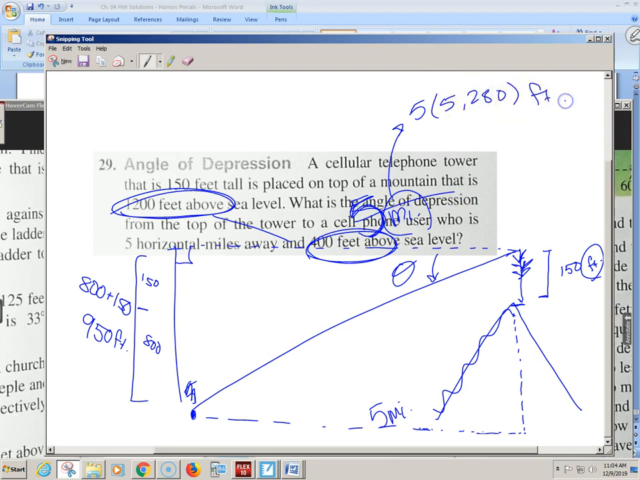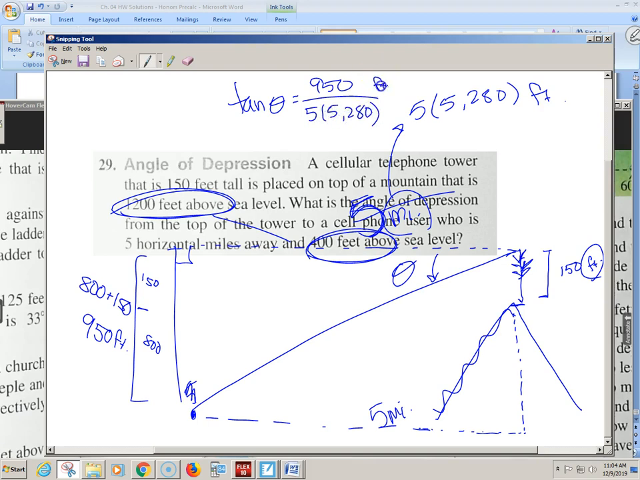Now I have feet. Which trig uses opposite and adjacent? TOA. If your brain doesn't jump there, just think: SOH, opposite over hypotenuse? No. CAH, adjacent over hypotenuse? No, I need opposite over adjacent, TOA, tangent. So tangent of theta is equal to, who's over there? Who's over here?